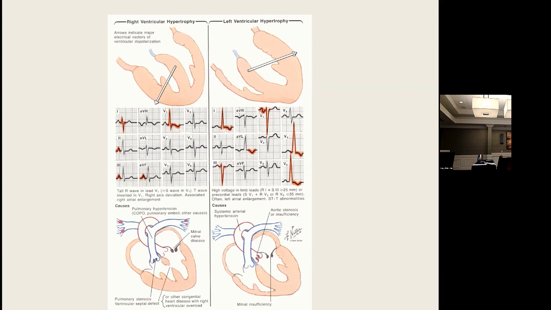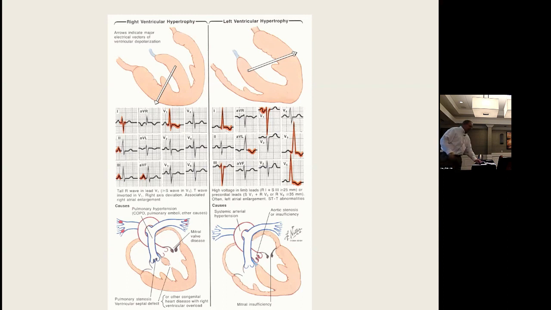I'll talk about that in a second. Notice the deep S wave, the tall R wave, the greater of the two, greater than 35. Notice the left atrial abnormality, that's the biphasic P wave in lead V1. Notice the LAD. Okay, now what is LAD?